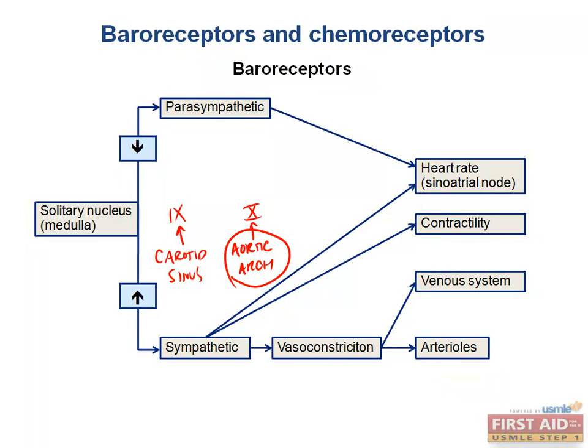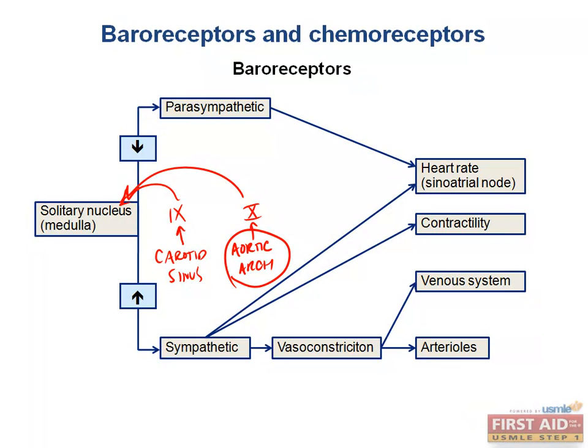So the afferent fibers from the carotid sinus traveling via the glossopharyngeal nerve, and the afferent fibers from the aortic arch traveling via the vagus nerve eventually reach the solitary nucleus of the medulla. As you can see, we have two options. We can either downregulate the parasympathetic or upregulate the sympathetic nervous system.